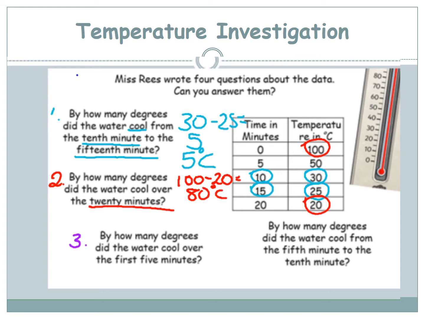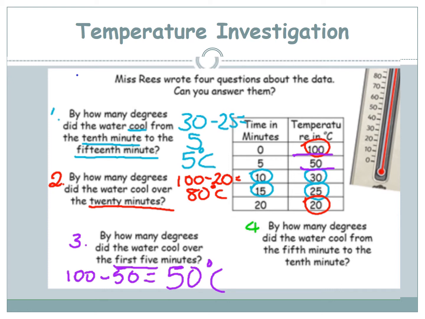Right, first 5. So we need to look at, we've got 100, and then 5 is 50. So 100 subtract 50 equals 50. So in the first 5 minutes, the water cooled by 50 degrees. And number 4, let's go for green.